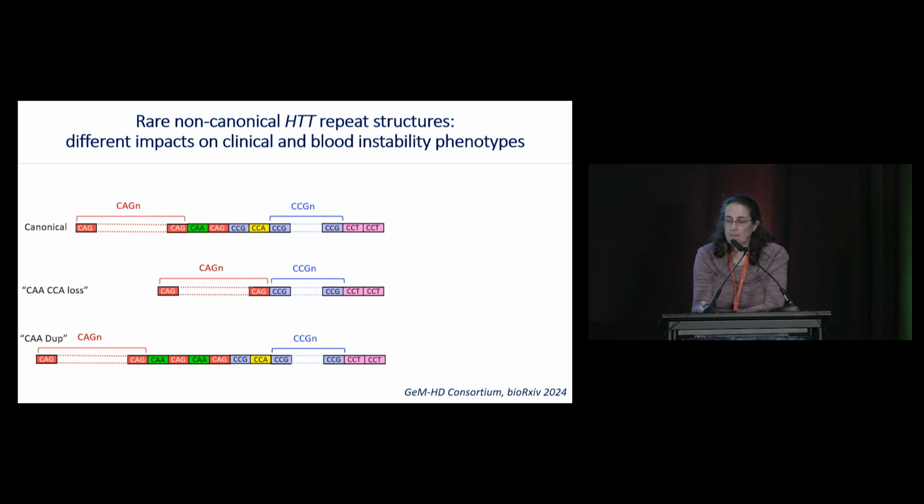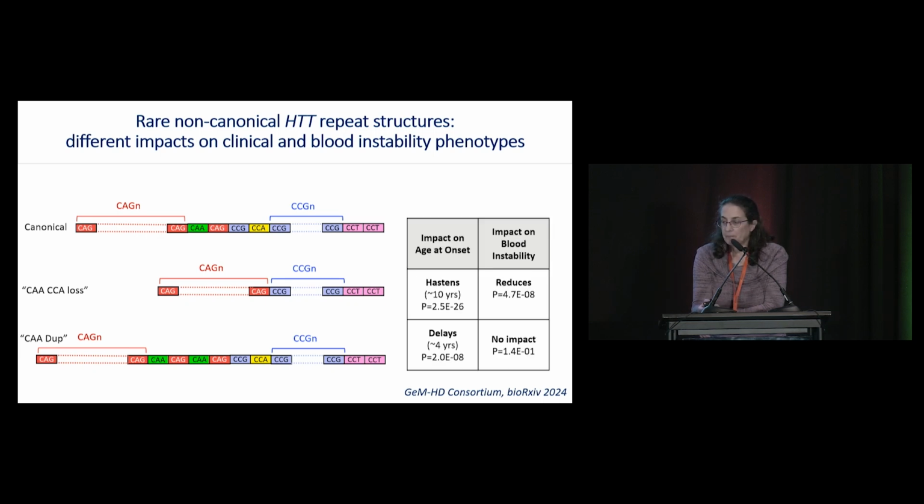There's a CAA-CCA loss allele. That's the most common CAA loss allele, where both of those, the green and the yellow, are lost, and so you have a pure CAG repeat and a pure CCG repeat. That's known as CAA-CCA loss. And then there's the dupe allele, where the CAA-CAG is duplicated. And so when you correct for the number of pure CAG repeat lengths, and then you ask, what do these alleles do?